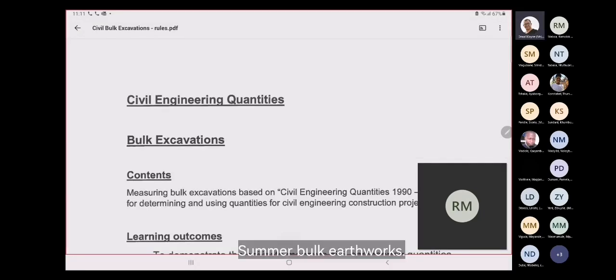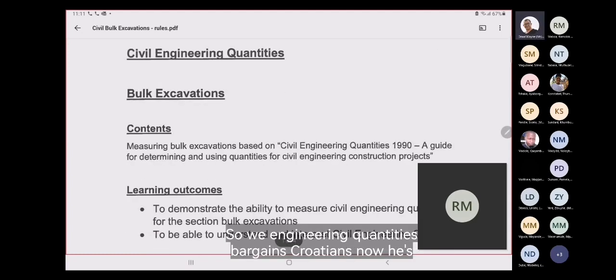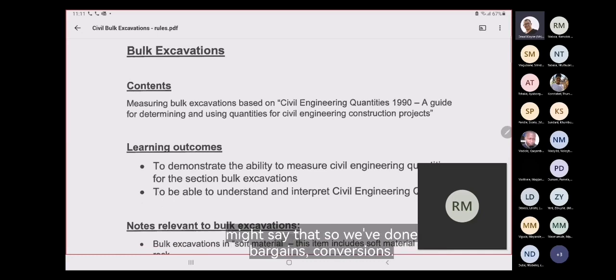civil bulk earthworks. Civil engineering quantities, bulk excavations. Now you might say, well, we've done bulk excavations. And now there's a slight difference between the bulk excavations that we do in building as opposed to what we do in civil works. When we do bulk excavations in civil works, we're looking at the content that will be measuring the bulk excavation based on the civil engineering quantities, 1990, and it's a guide for determining and using quantities for civil engineering construction projects.